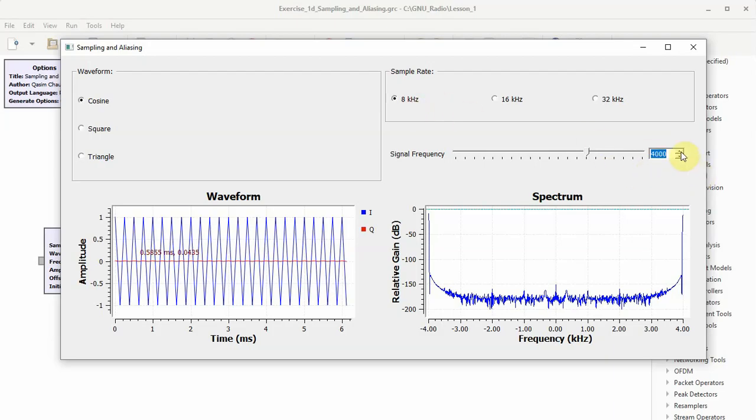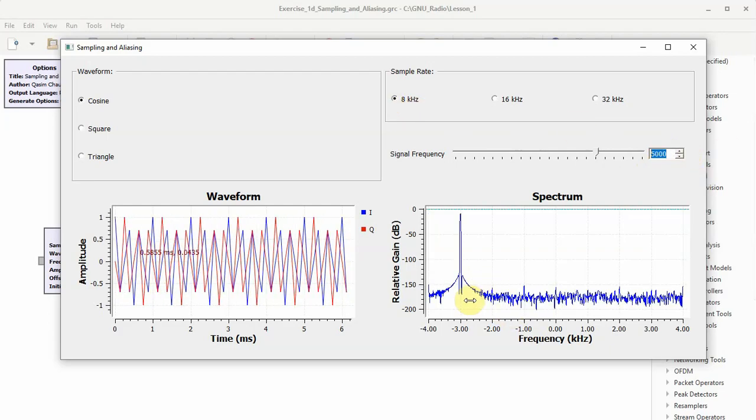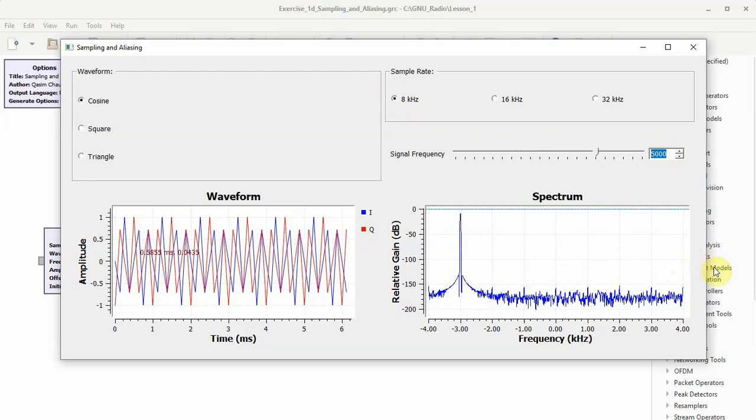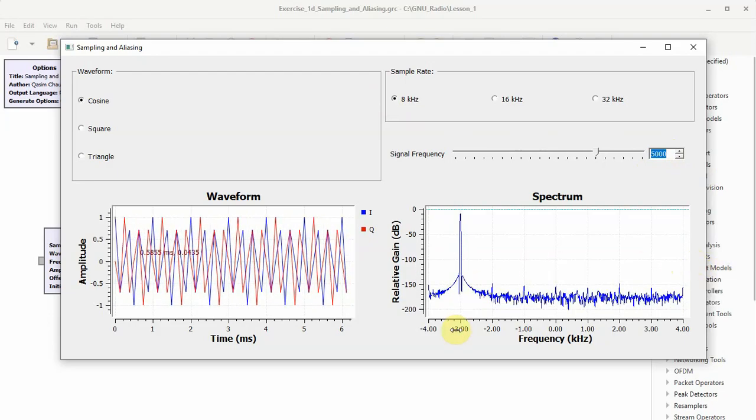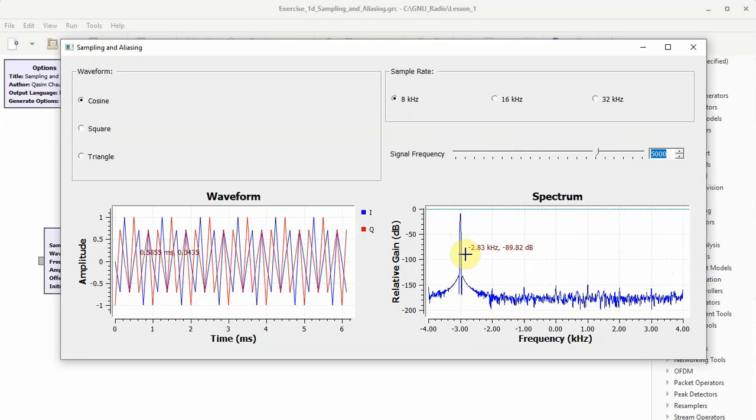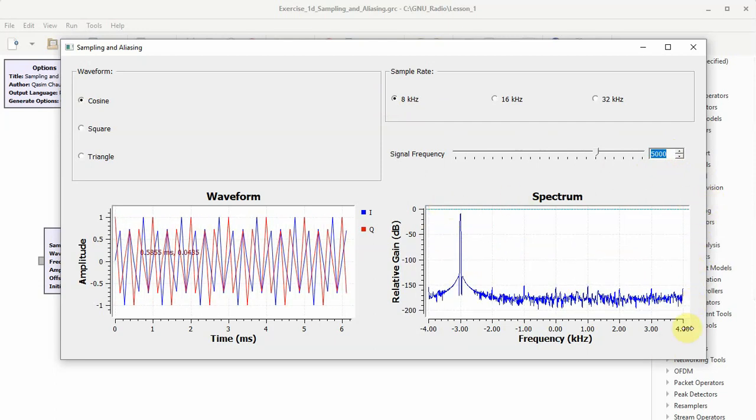Now, if we go to 5, then 5 twos are 10. That means the 8 kilohertz sample rate becomes insufficient. And we can see this is the case. It has not gone to 5 kilohertz, it has gone back to minus 3 kilohertz. Why is that? Because of the periodicity of the spectrum after the sampling operation.